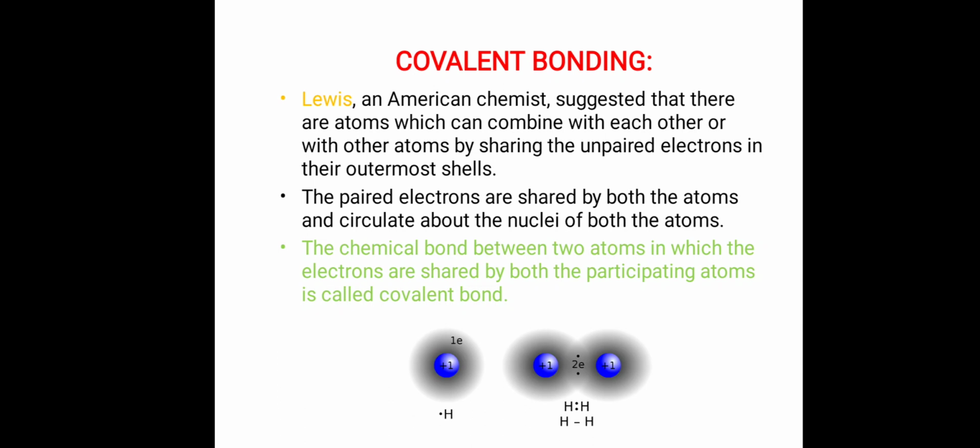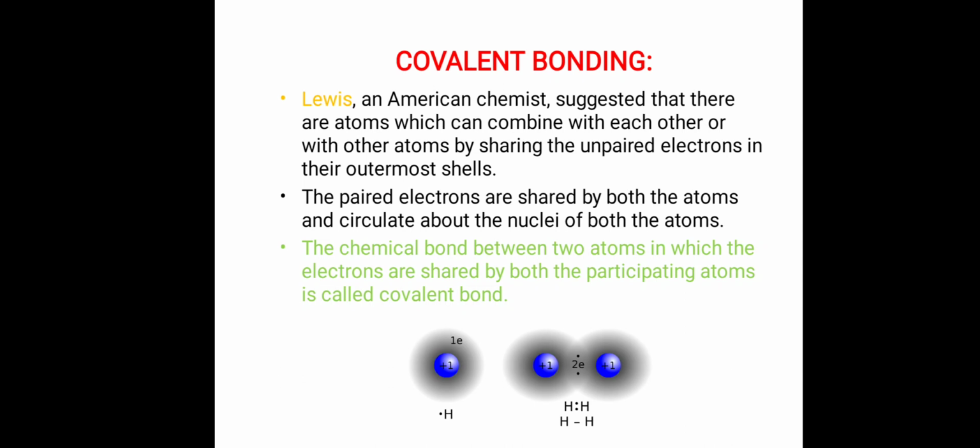Lewis, an American chemist, suggested that there are atoms which can combine with each other or with other atoms by sharing the unpaired electrons in the outermost shell. The paired electrons are shared by both the atoms and circulate about the nuclei of both atoms. The chemical bond between two atoms in which the electrons are shared by both the participating atoms is called a covalent bond. Here I am representing the hydrogen molecule.